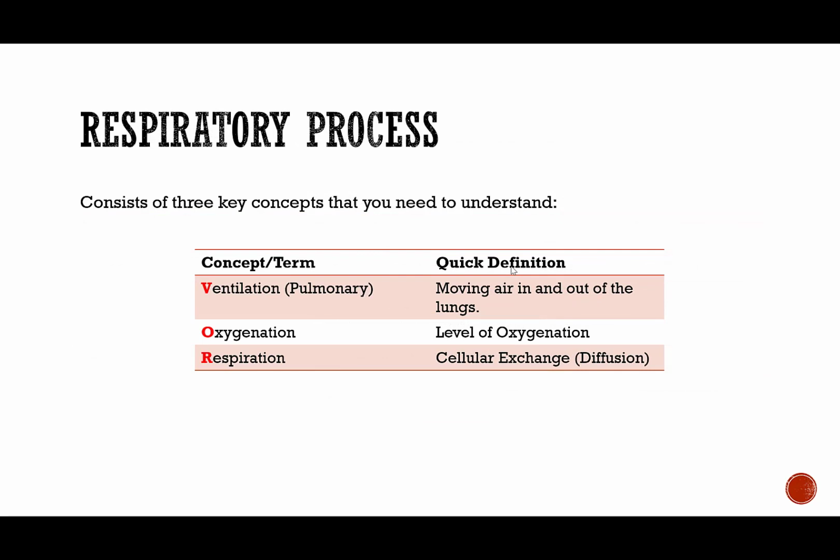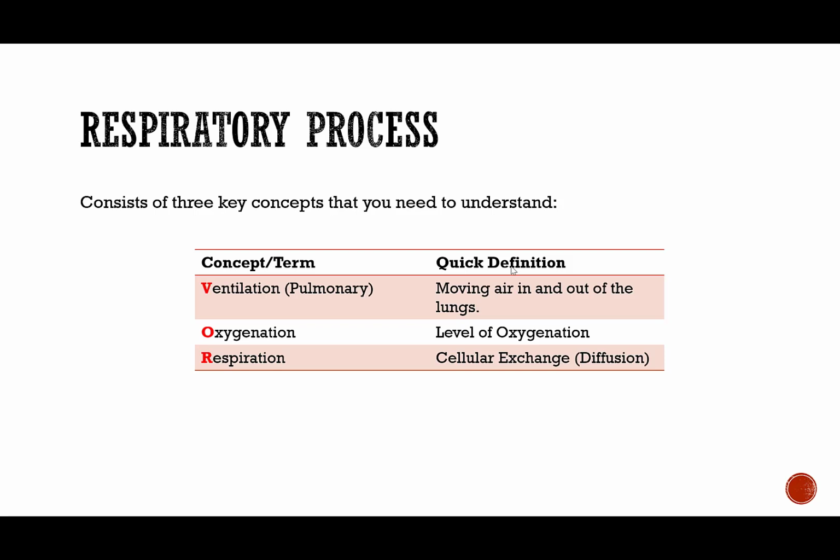Next part, the respiratory process. The respiratory process basically has 3 components. Ventilation, pulmonary ventilation, which is basically moving air in and out of the lungs. Oxygenation, which is the level of oxygen that we're dealing with. And that could change. We'll talk more about that. And then respiration, which is what we just talked about, right?